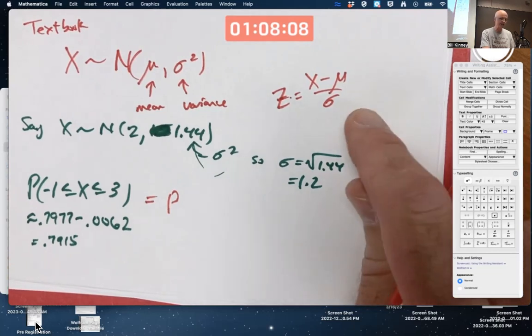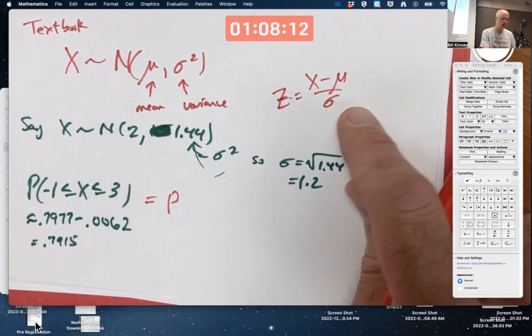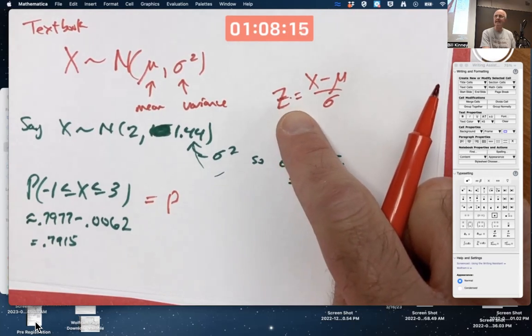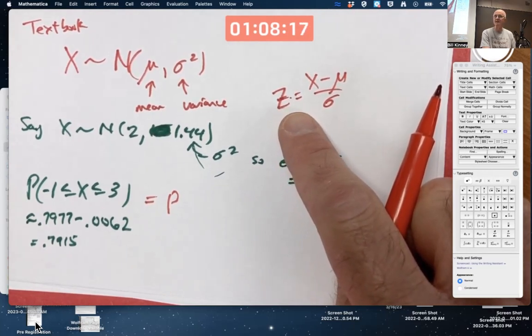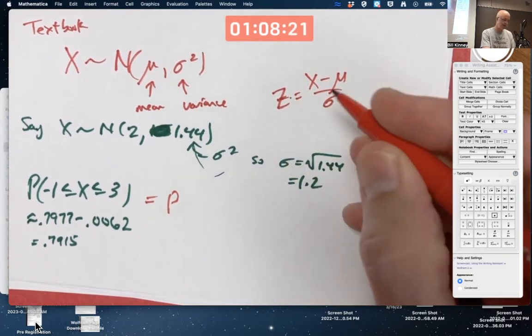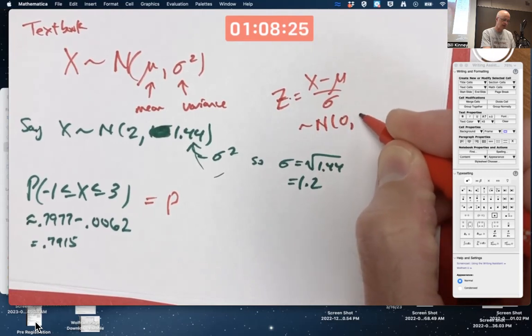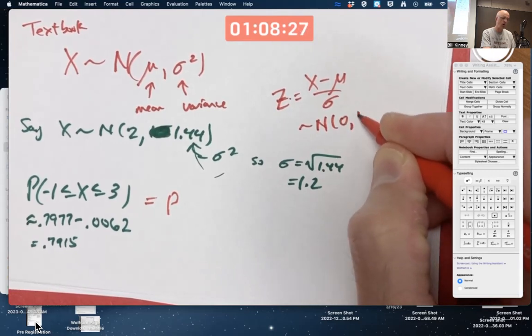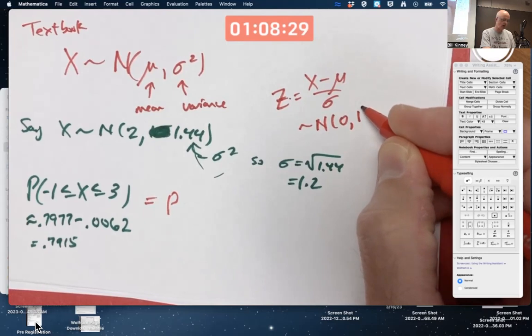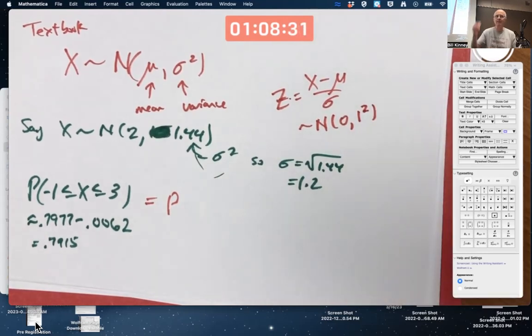However, this is almost always done just with normal distributions. And so almost always Z represents a normal random variable. In fact, with mean 0 and standard deviation and also variance 1. I'm going to write the 1 as 1 squared to emphasize that our book thinks of it as a variance, but of course 1 squared is 1.